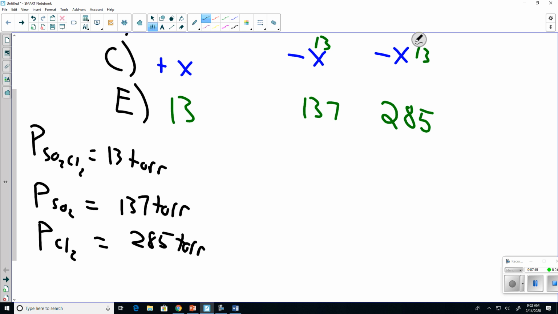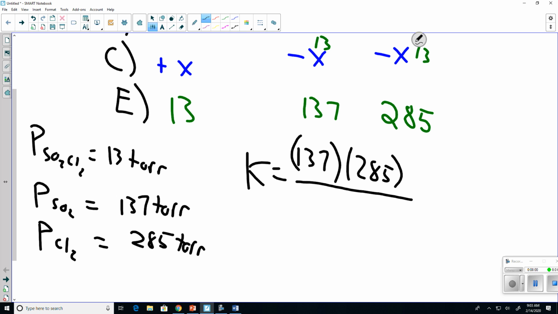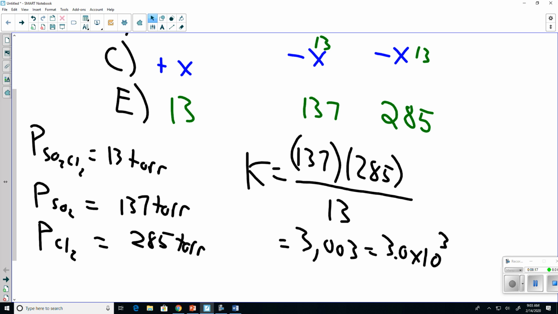Part 2 was solve for the K value. Now this is what I went over last time. We would take K equals products, 137 times 285, divided by reactant, and that would give me a number of, I'm going to not worry too much about sig digs here because it gives me 3003. If I did want to do sig digs, it would be 3.0 times 10 to the third. K is a unitless value.